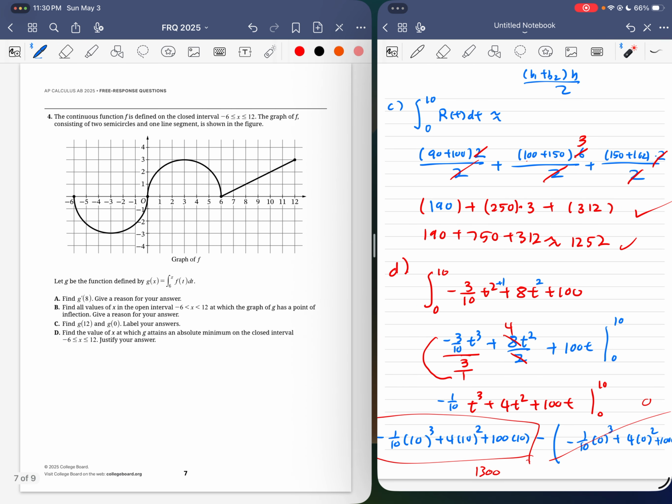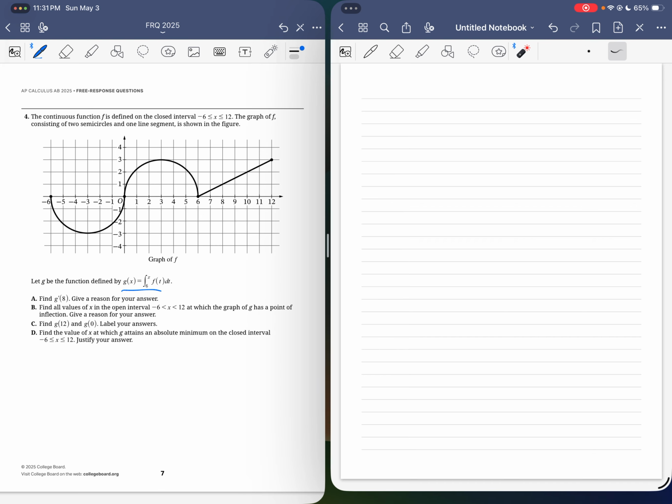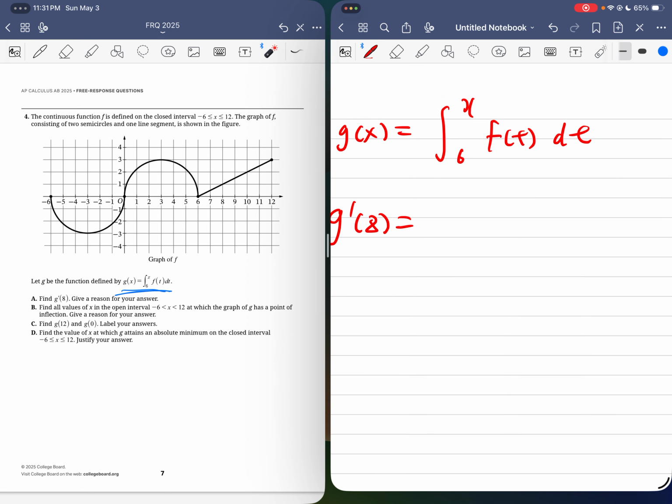So that's it. Question number 3 is that easy. Oh, a graph, which looks very easy. Let's do this. Graph number 4. g of x. Okay, so the continuous function f is defined on the closed interval from here to here, consisting of 2 semicircles and line segments. Find g prime of 8. So here, let's see. g of x is equal to the antiderivative from 6 to x of f of t dt, and it looks like this graph is f. So you want to find g prime of 8, which means derivative and antiderivative cancel each other. So it's going to be f of 8 times the derivative of this, which is 1. But I don't care.